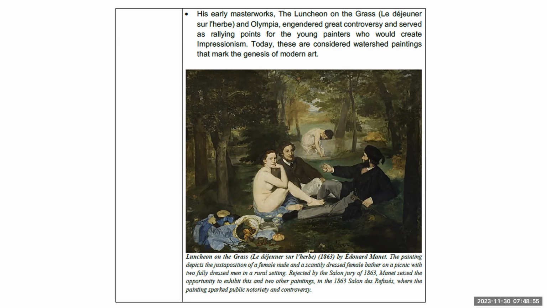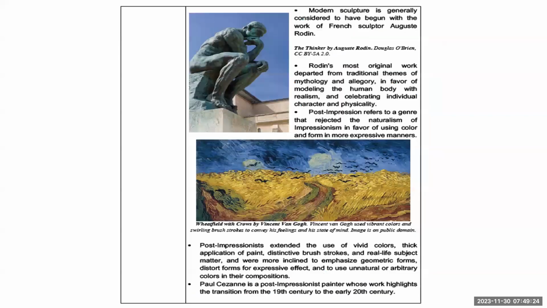This was rejected by the Salon jury of 1863. Manet seized the opportunity to exhibit this and two other paintings in the 1863 Salon des Refusés, where the painting sparked public notoriety and controversy. Because if you look at it, this is the impression of what women were during those times: play objects of men who were clothed and comfortable, meaning to say lower than the men or the male gender.